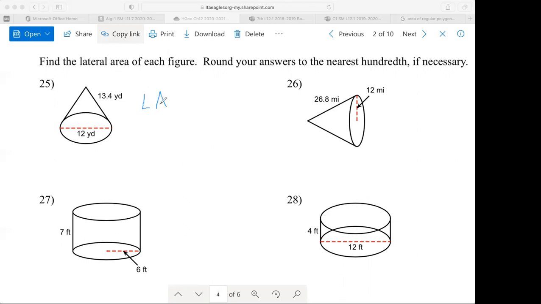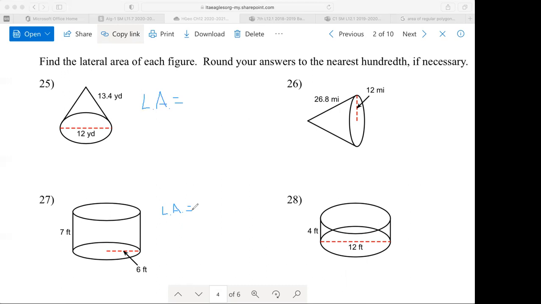Lateral area of a cone. And then we got to do lateral area of a cylinder. All right, lateral area of a cone. And these kind of look alike, but they are different. Lateral area of a cone. Do you remember any of these, Matt? No, I do not. And most people have problems with remembering this.